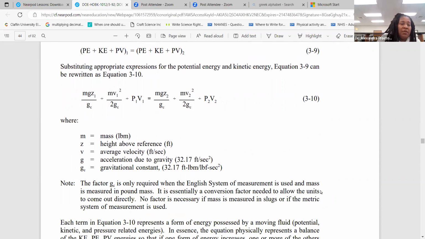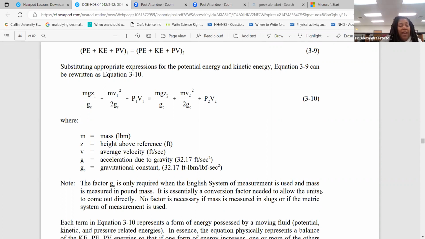So m is equal to the mass, which is in pound mass. Z is the height above the reference in feet. V is the average velocity in feet per second. G is the acceleration due to gravity, and that's 32.17 feet per second squared. And gc is the gravitational constant, which is 32.17 foot-pound mass per pound force second squared.